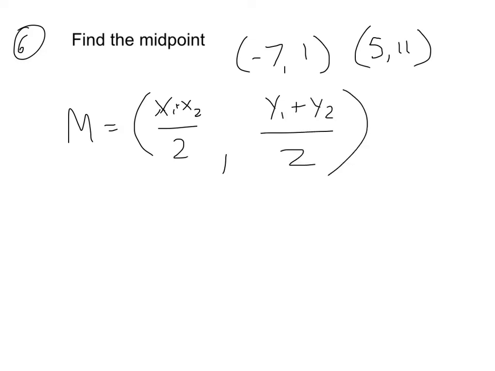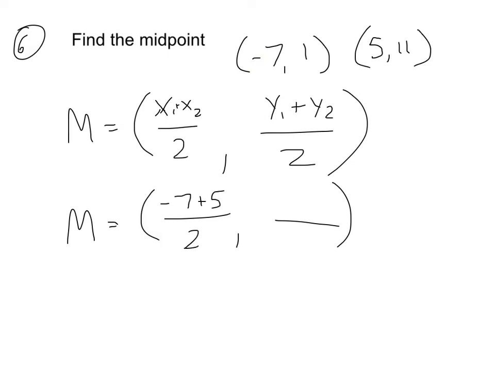Now, another way you could think of this is the average of the x coordinates, comma, the average of the y coordinates, okay? So let's see. x1 plus x2. Up here, x1 plus x2. x1 is -7, plus x2 is 5. Divide that by 2. y1 is 1, plus y2, which is 11, and divide that by 2.